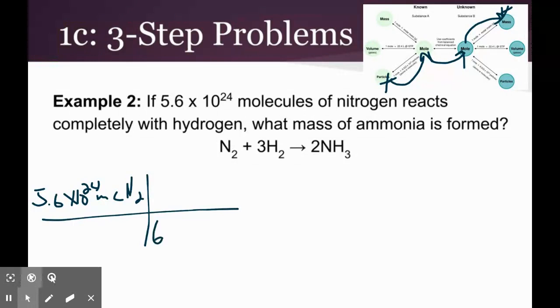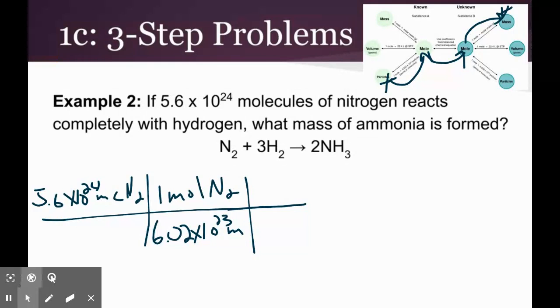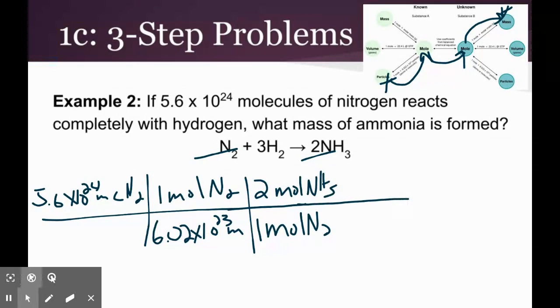And we want to use Avogadro's number to go from molecules to moles. Okay, now we're at moles of nitrogen. We want to go to moles of ammonia. So you're going to use the mole ratio from the equation. So it's 1 mole of nitrogen to 2 moles of NH3. So molecules of nitrogen has canceled out, and moles of nitrogen has canceled out.